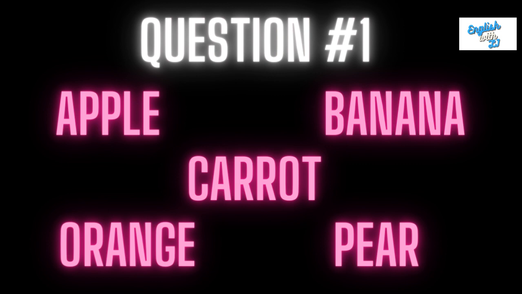Question 1. Apple, banana, carrot, orange, and pear. So here we have 5 words, and you're listening and reading at the same time. You're listening to English, reading English, and trying to figure out the answer as well. Apple, banana, carrot, orange, and pear. And the answer is carrot. Do you know why carrot is the odd word out? Maybe leave a comment, or if you just know and you'd like to keep it to yourself, that's fine. Just see whether you can understand why carrot is the odd word out.